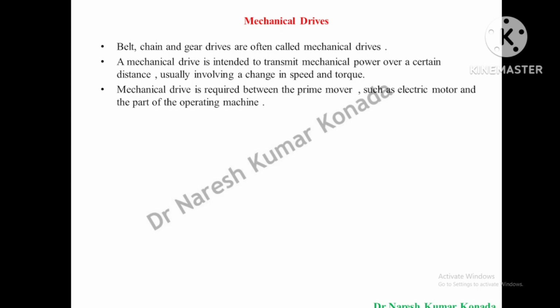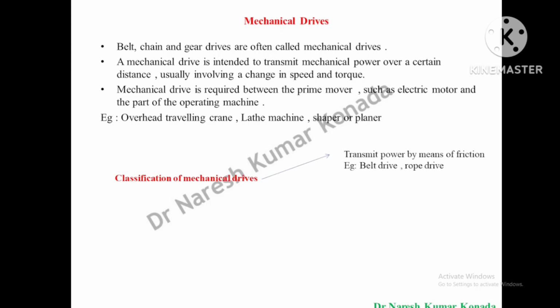Generally, these drives are used between one component such as a prime mover, generally an electric motor, and another operating machine, for changing the speed or torque of the machines. Examples where these drives are generally used include the traveling crane, lathe machine, shaper, and planer. In all these machines, mechanical drives are widely used.